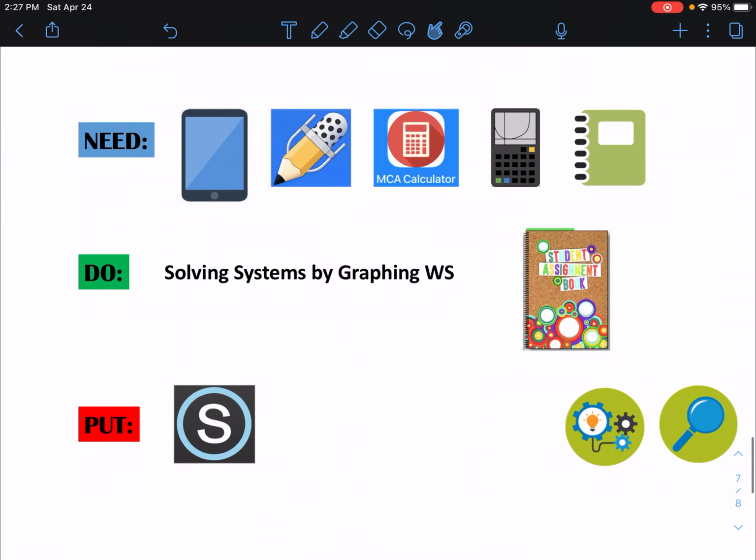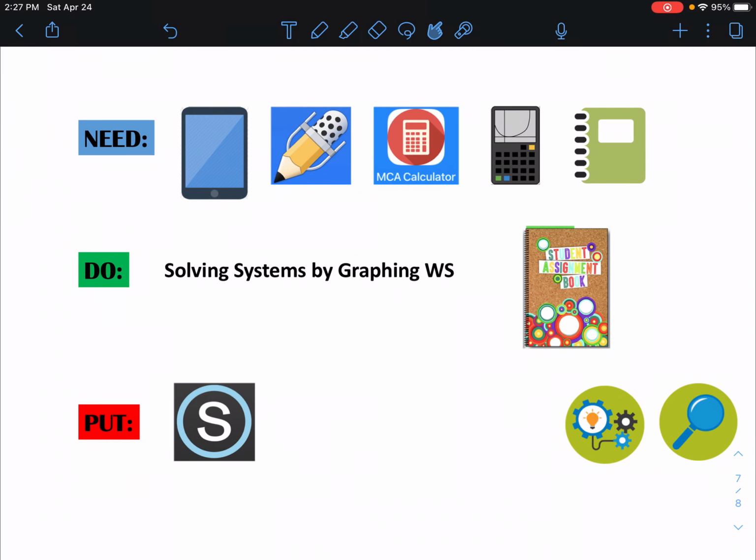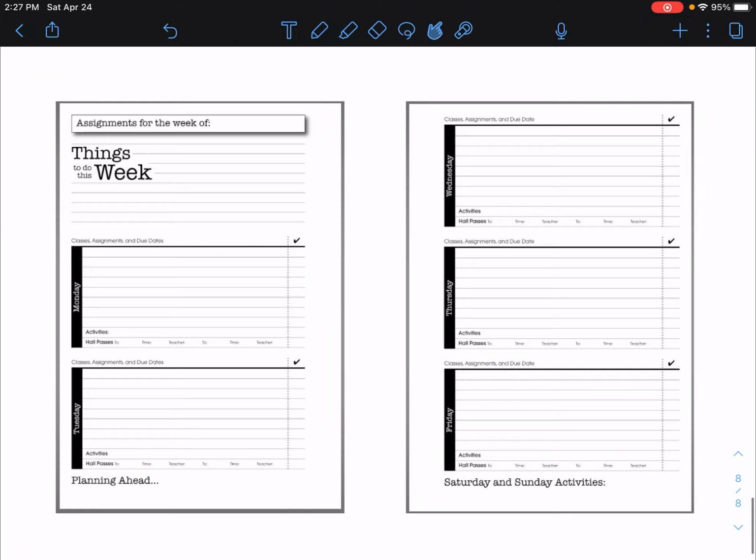Your assignment is to use your graphing calculator, your MCA calculator, to solve systems by graphing. Write it into your planner and check it off once you've turned it in. Good luck.